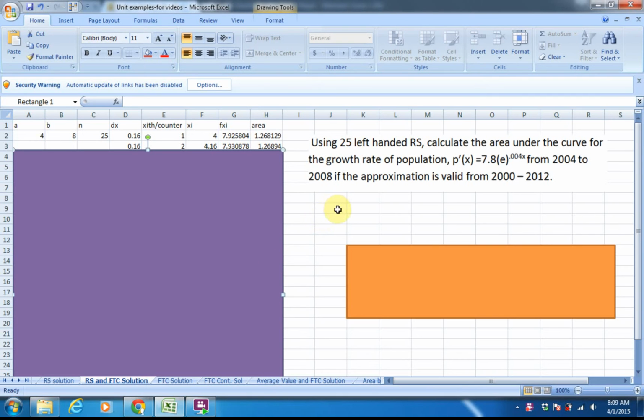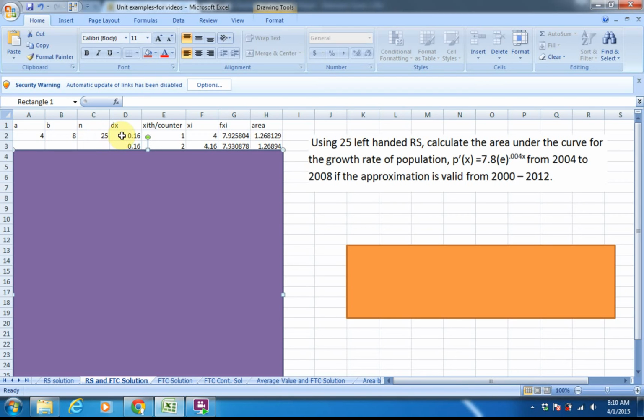So I've got: using 25 left-handed Riemann sums, calculate the area under the curve for the growth rate of population from 2004 to 2008, if the approximation is valid from 2000 to 2012. So remember, 2000 to 2012 is simply our domain, and then we're looking for the area, or the total population, using Riemann sums from 2004 to 2008. So here A is equal to 4, B is equal to 8, N, our number of rectangles, is 25.